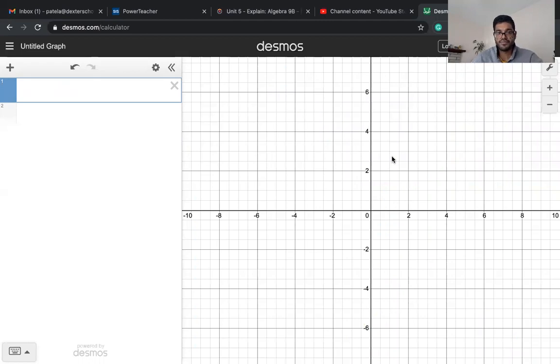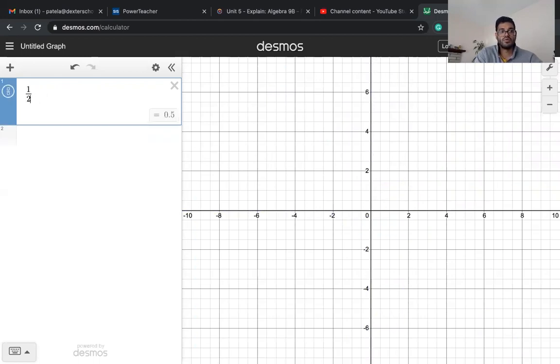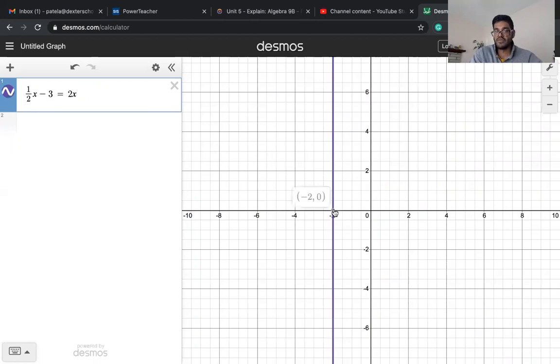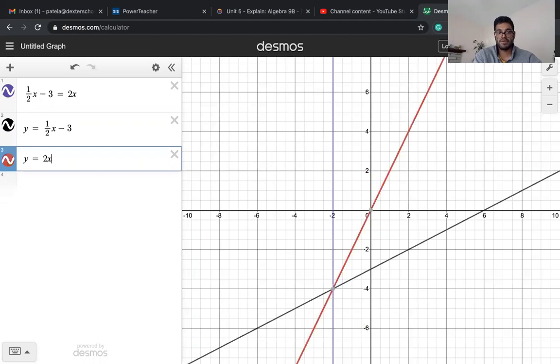The first equation was 1/2 x minus 3 equals 2x. So there's our solution. Our x value is going to be -2. And if I break this into two different equations, you're going to see something: y equals 1/2 x minus 3 and y equals 2x. Lo and behold, they cross when my x value is -2. When I plug that in, I get -4. And there's our solution.